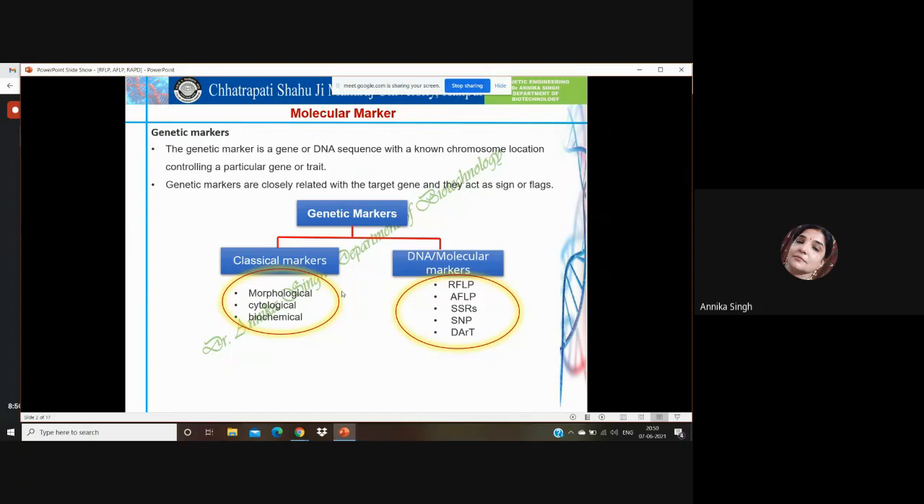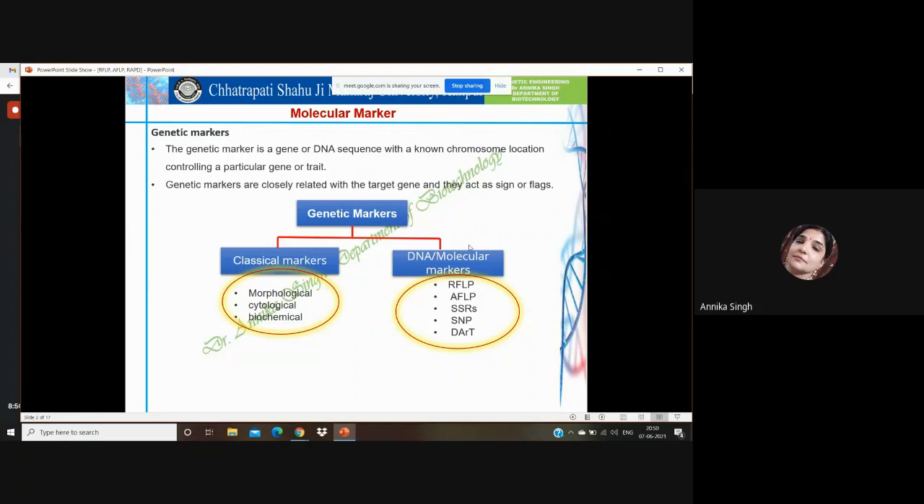Another marker is known as biochemical markers, and particularly they include isozymes. In case of isozymes, they are multimolecular forms of enzyme which are coded by various genes, but they have the same function, and generally they are allelic variations of enzyme, and thus gene and genotypic frequencies can be estimated with biochemical markers. Now, we will move towards the DNA markers or molecular markers.